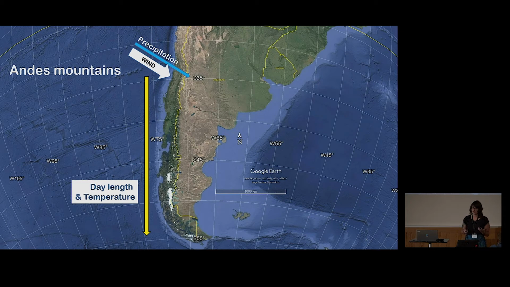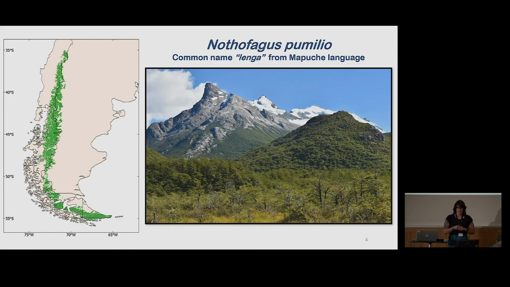But of course, you also need to study a species that actually inhabits all of these gradients, or the point is kind of moot. There are 7 different Nothofagus species in Argentina. Nothofagus pumilio is the most widespread and common. It grows all the way from 35 degrees south in a continuous line about 2,000 kilometers to Tierra del Fuego at 55 degrees south. It inhabits a lot of very heterogeneous environments as well.